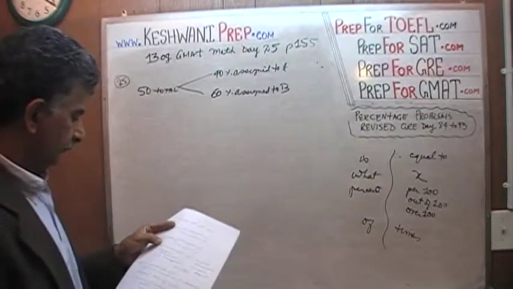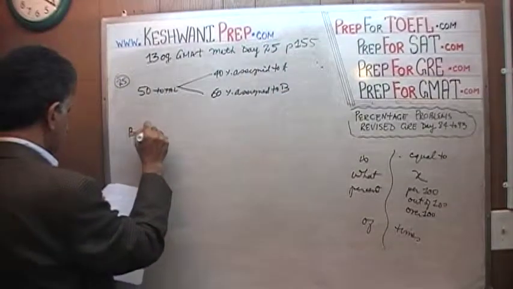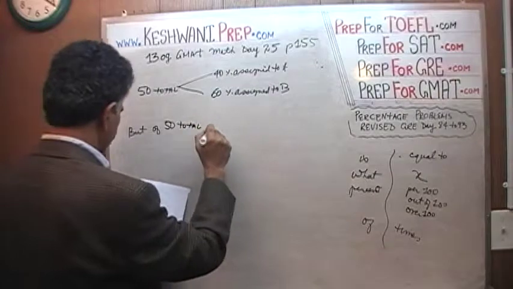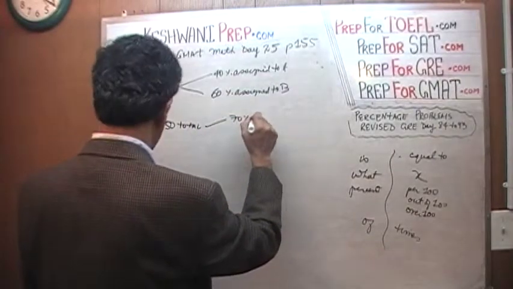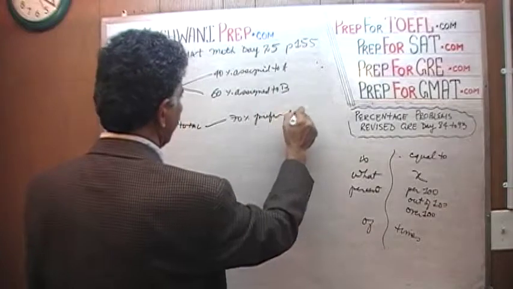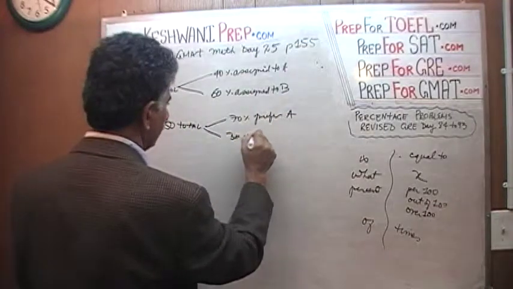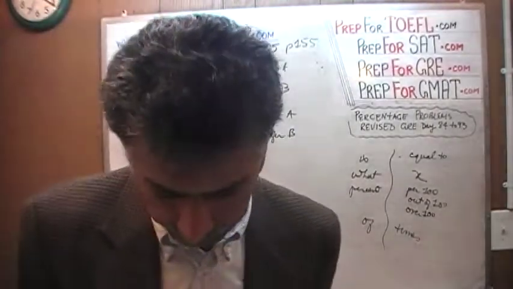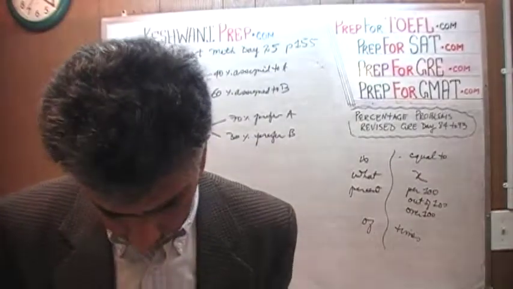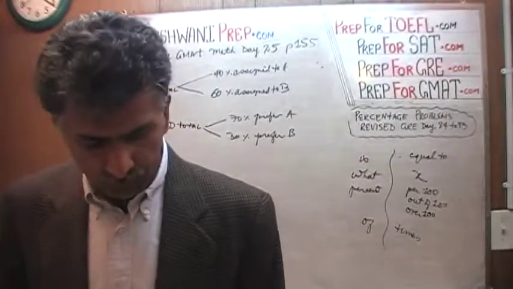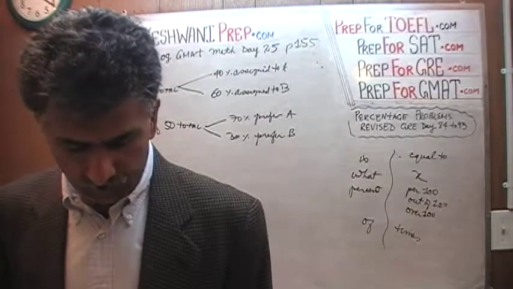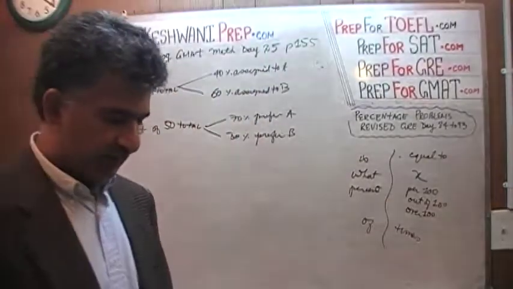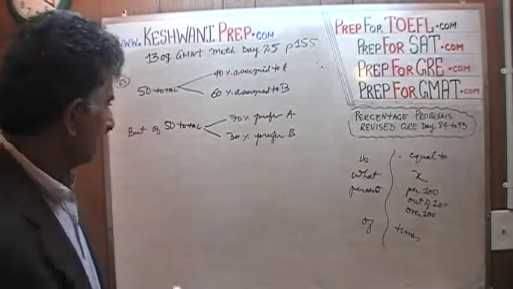But we are told that of the 50 total, 70% prefer A and 30% prefer B. The question simply is, what is the lowest possible number of researchers who will not be assigned to the team they prefer? In other words, we want to minimize the number of people who are going to be disappointed.